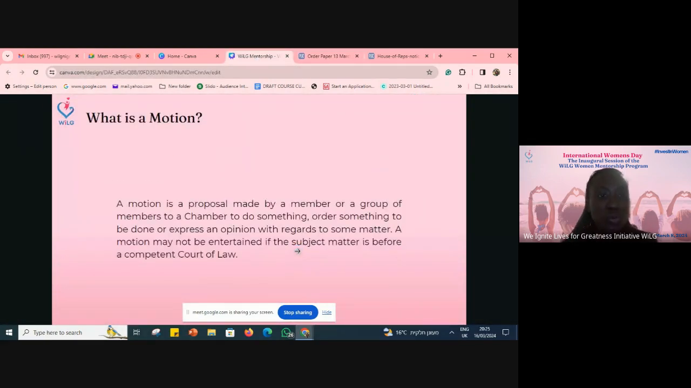So now we'll dive into what a motion is. In both houses, the Senate and the House of Representatives, most times when a member wants to bring out an issue, you first come through a motion. You want to deliberate on an issue, you want them to listen to a particular issue or a particular cause, you bring it through a motion to the House.